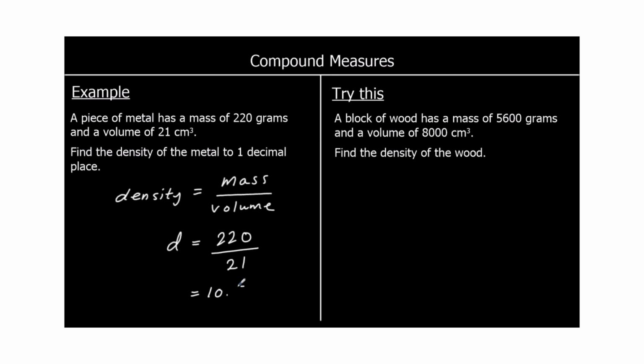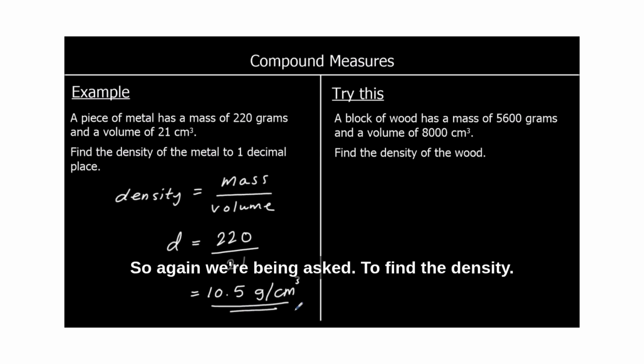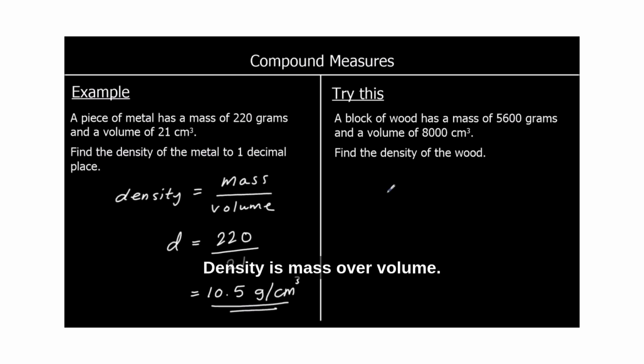What are the units? So we had mass divided by volume. So grams divided by centimeters cubed. So it's grams per centimeter cubed. Here's one for you to try. So give this one a go. So again, we're being asked to find the density. Density is mass over volume.